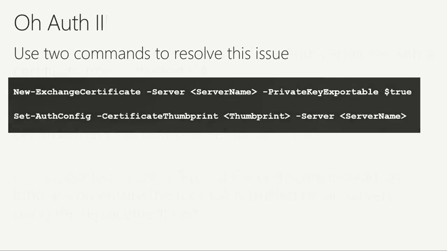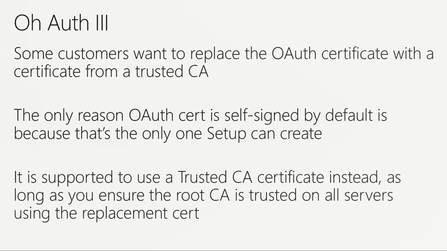Now, there is an additional scenario where some customers, particularly those in a highly regulated environment, have policies that prevent them from using self-signed certificates. So they want to replace the self-signed OAuth certificate with one from a trusted certification authority. That is supported. The only reason the OAuth cert we use is self-signed is because that's the only one setup can create. That's literally the only reason we use it. The fact that it's self-signed is really irrelevant in terms of your usage of that certificate.